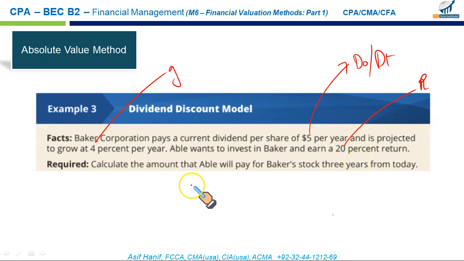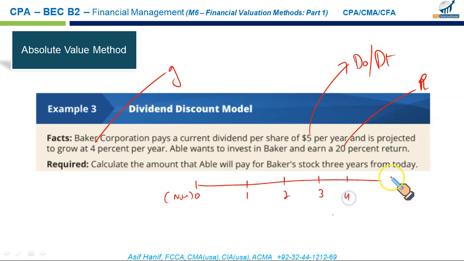Beautiful question. Let's say this is today, 0, now this is year 1, this is year 2, this is year 3, this is year 4, and so on. The question says calculate the amount that Able will pay for Baker stock 3 years from today at this point. So basically we need to calculate what would be the dividend at this point in time, and we will use that dividend as our D_T, just like we used D0 there. So we have to grow the dividend for 3 years at 4% rate. So how do we do that?